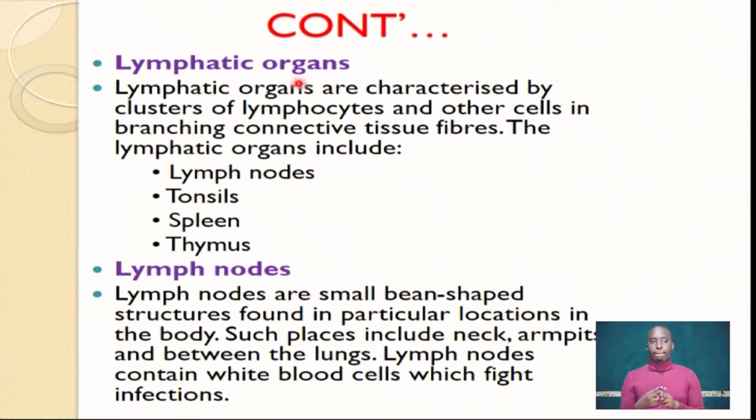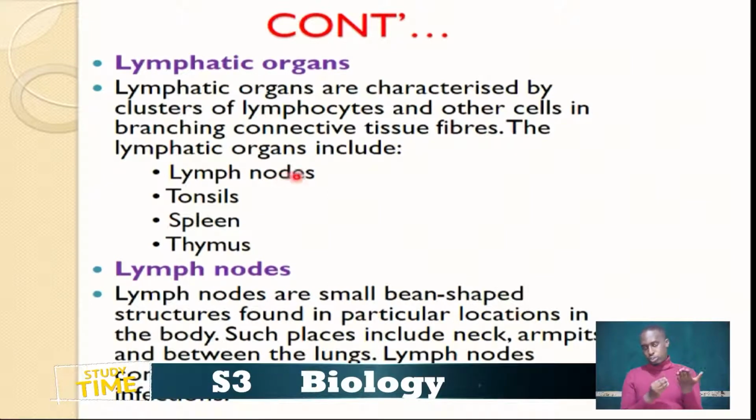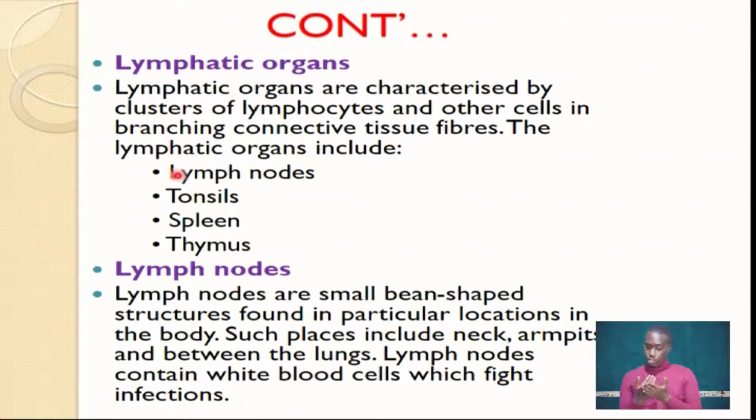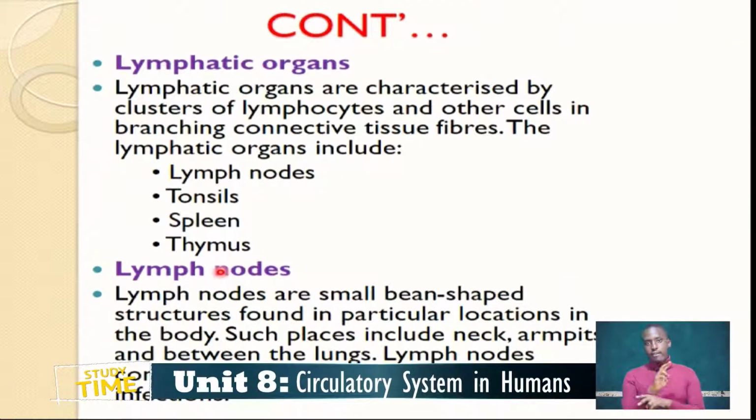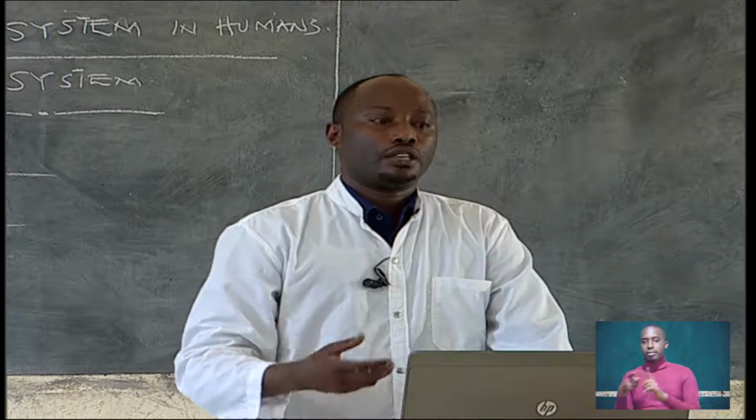I mentioned the lymphatic organs are characterized by clusters of lymphocytes and other cells and a branching of connective tissue fibers, including the lymph nodes, tonsils, spleen, and thymus. Let me start with the lymph nodes, tonsils and spleen. All these are very important in protecting the body against infections. All these lymphatic organs are responsible for releasing lymphocytes, and lymphocytes are very important in protecting the body against infections from bacteria, viruses, fungi, and so on.